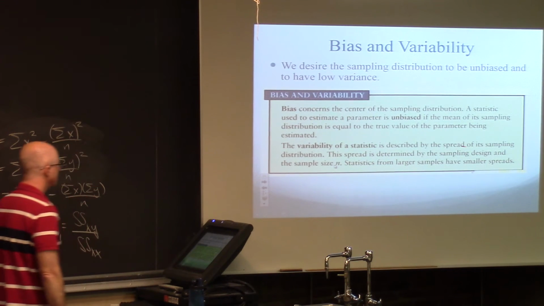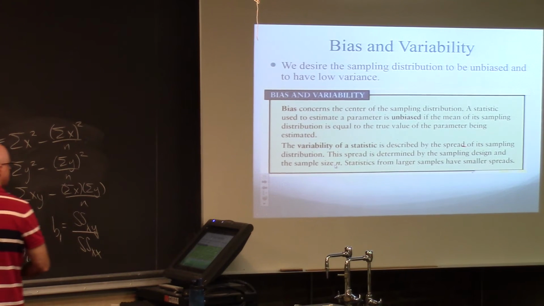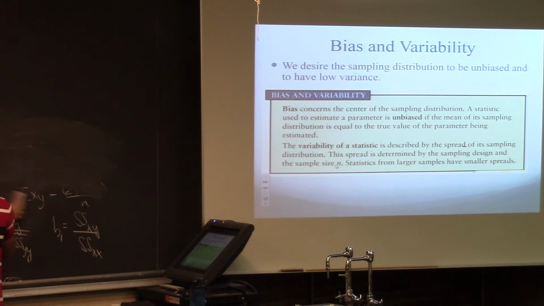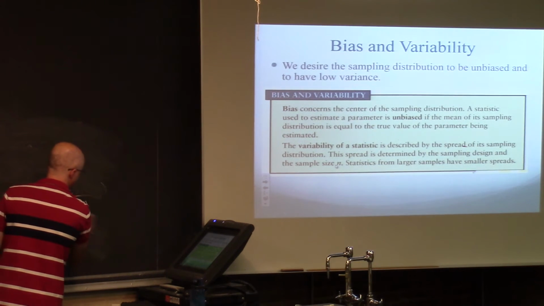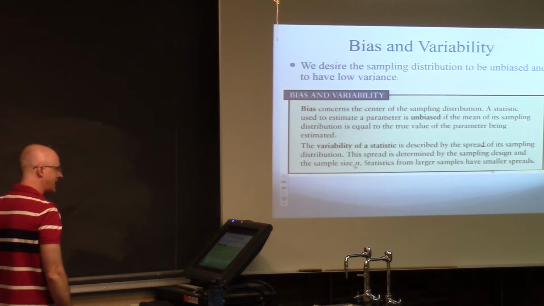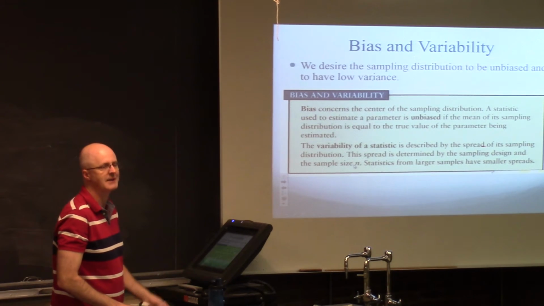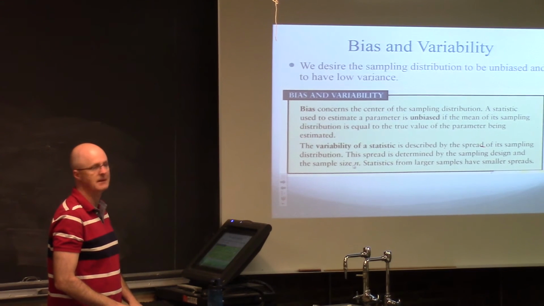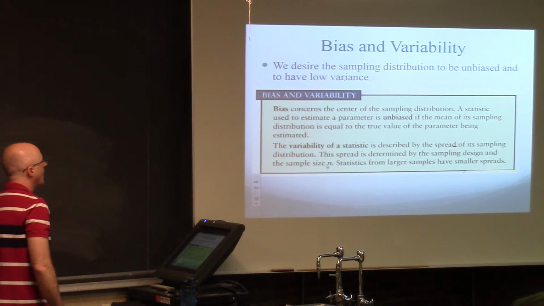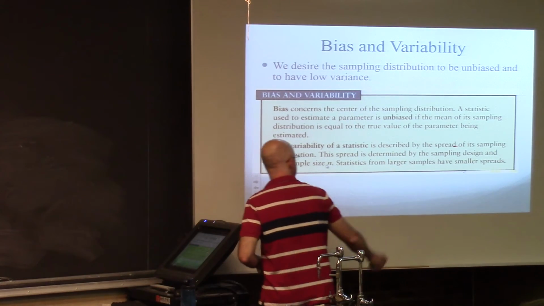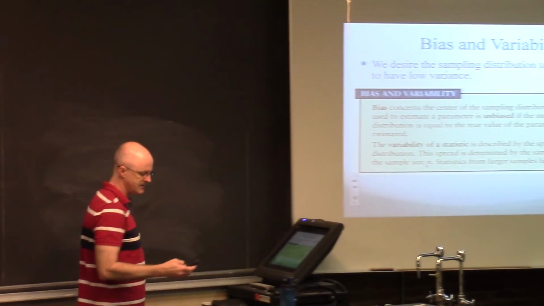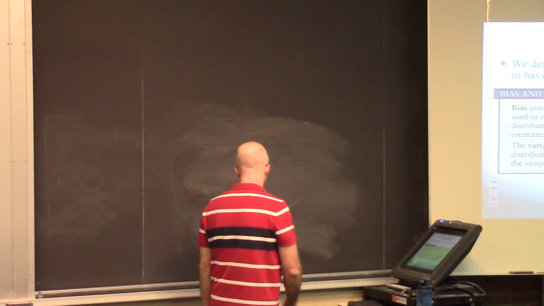Bias concerns the center. The statistic is unbiased if the mean of its sampling distribution is equal to the true value of the parameter being estimated. And the variability of the statistic is described by the spread of its sampling distribution. This spread is determined by the sampling design and the sample size. Though again, for our simplest kind of sampling design, simple random sampling, you really only need to worry about the sample size for the variability. Statistics from larger samples have smaller spreads. Okay? I'm going to draw some pictures on the board here now to try to illustrate these ideas, and you really need to think hard when I draw these and describe them, what I'm talking about.